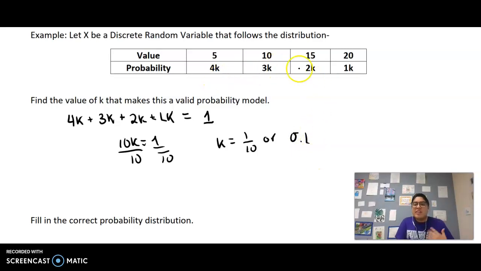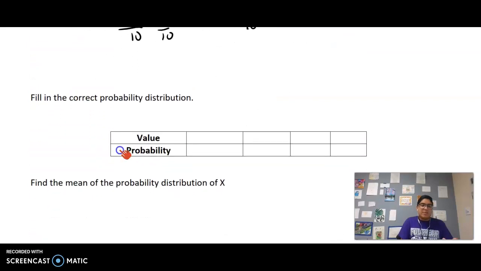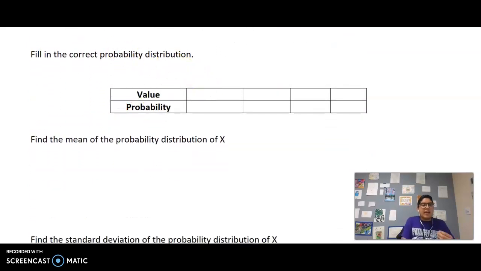So that will now give me the correct probabilities when I sub in. So I'm going to take here, and so accounting for my original x values, that was 5, 10, 15, and 20. So 4 times 0.1 is going to give me 0.4.